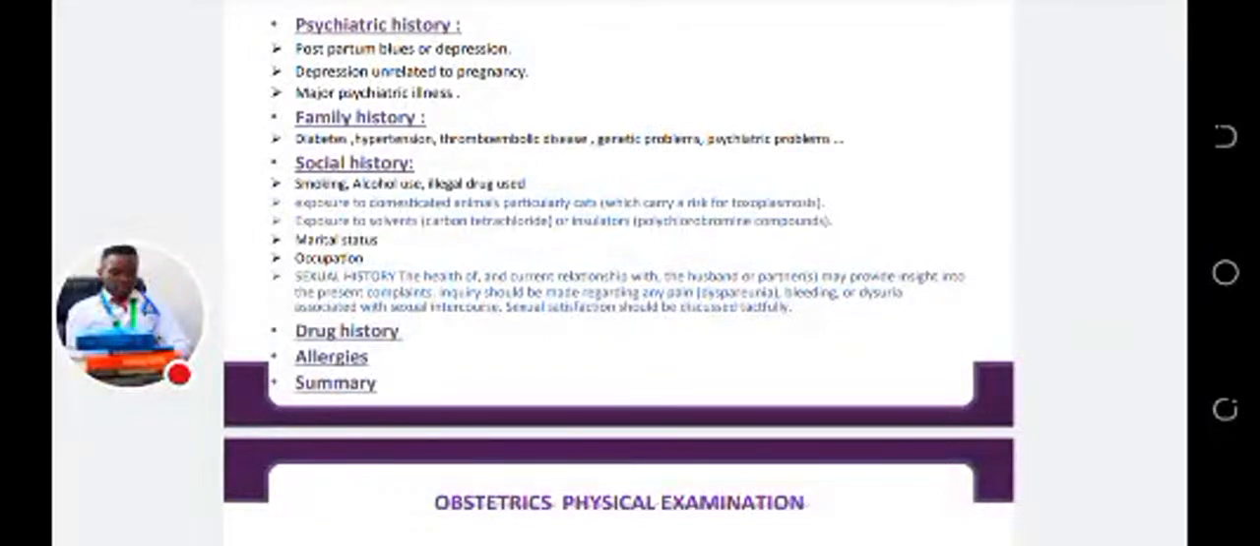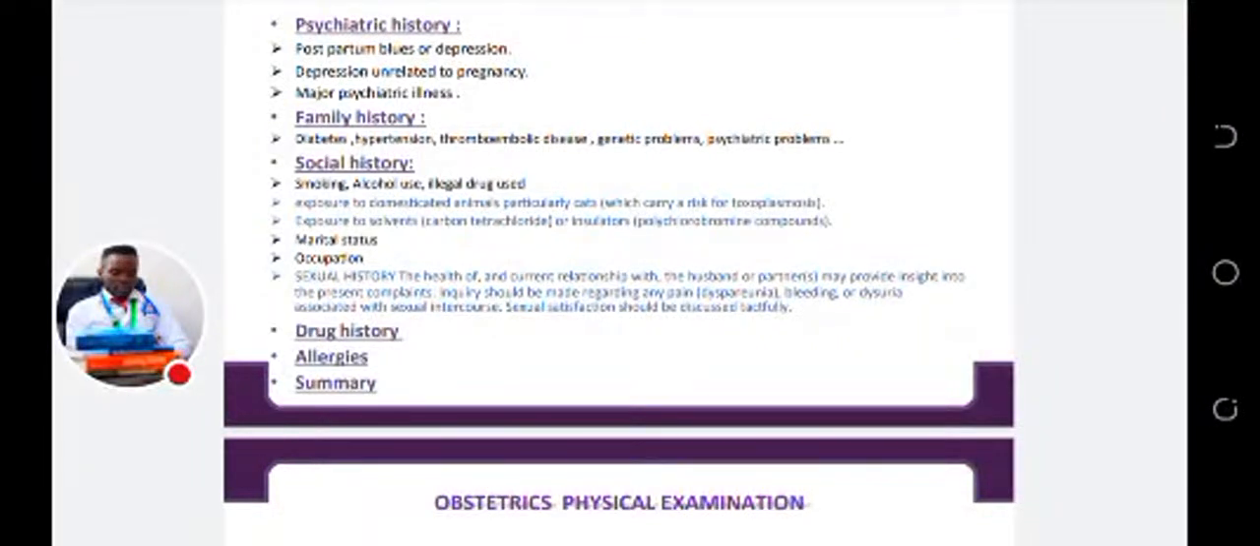Then under social history, you should also ask your client about their marital status. Are they single, divorced, or maybe widowed and whatnot? All that part is very much important.